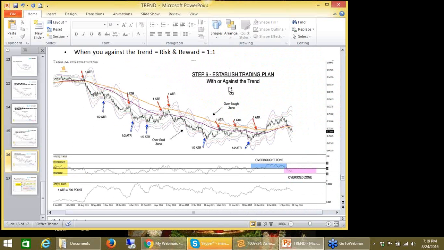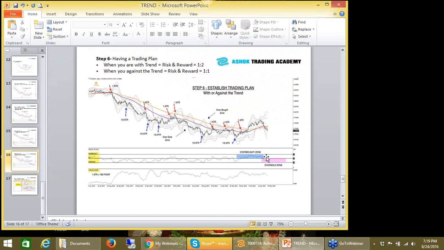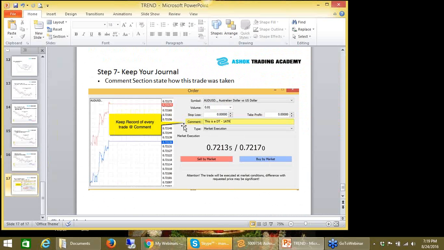Now step number 7. Once you find the risk, reward and the trend, all this you find out already, then you keep your journals: what type of trade you are going to take, how much ATR you are going to take. Once you are decided and ready, then we enter here at one ATR. You are taking against the trend or following the trend. Then you enter the trade.